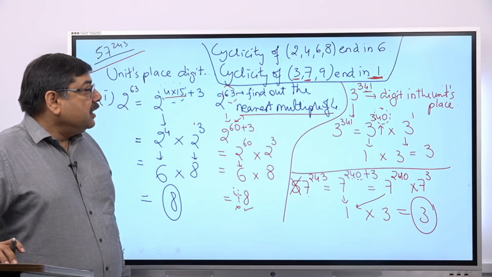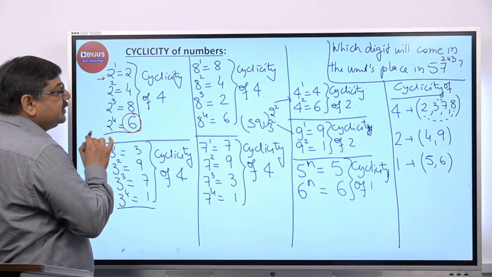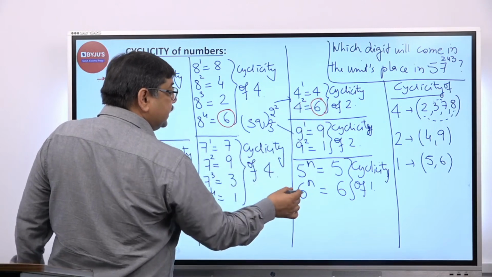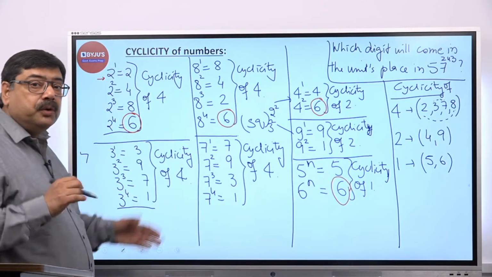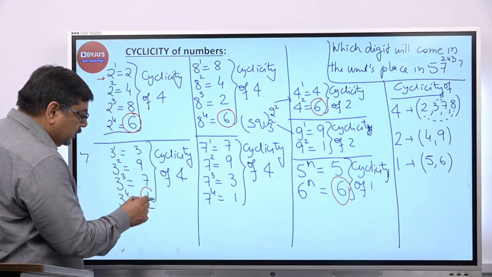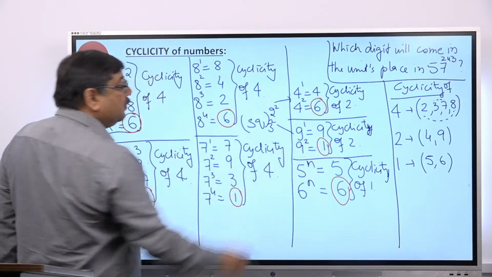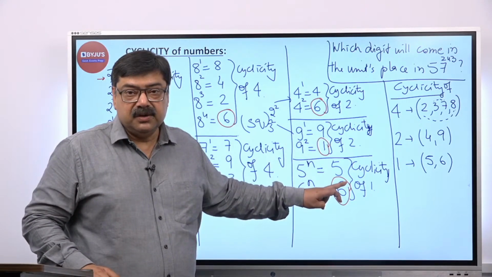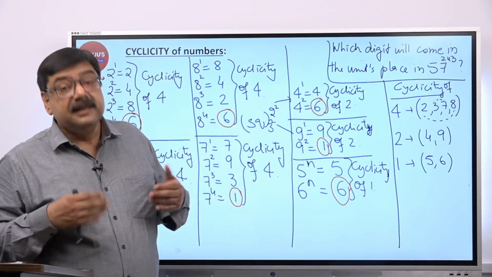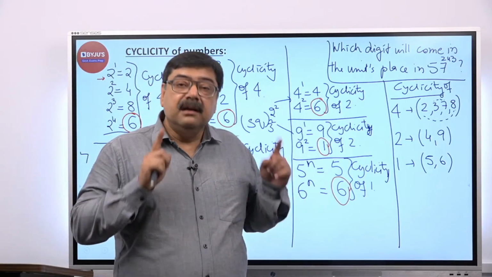Now I'll show it to you what I meant here by ending the cyclicity. See, this is even number 2. Cyclicity is ending in 6. 8, cyclicity is ending in 6. 4, cyclicity is ending in 6. 6, cyclicity is ending in 6. So 2, 4, 6, 8, the cyclicity will end in 6. Now see, 3, cyclicity ends in 1. 7, cyclicity ends in 1. 9, cyclicity ends in 1. 5, by the way, ends in 5 only. So we can't say for all odd numbers. So 2, 4, 6, 8, even numbers, cyclicity will end in 6. 3, 7, 9, these odd numbers except 5, the cyclicity will end in 1.